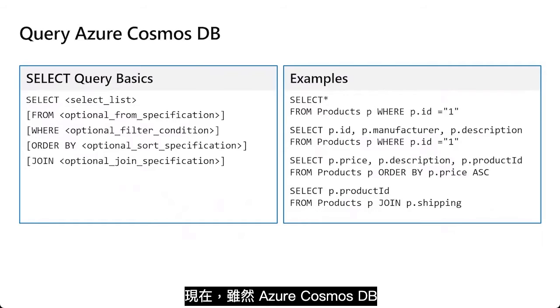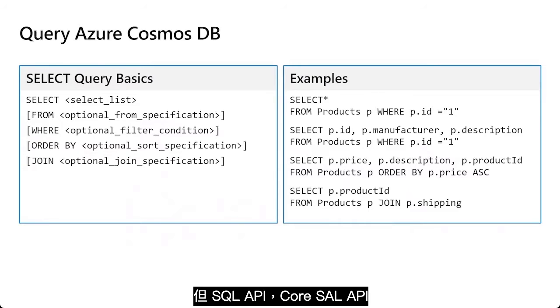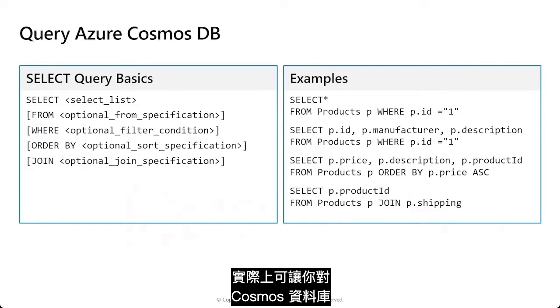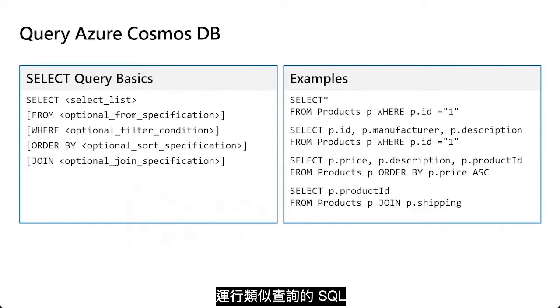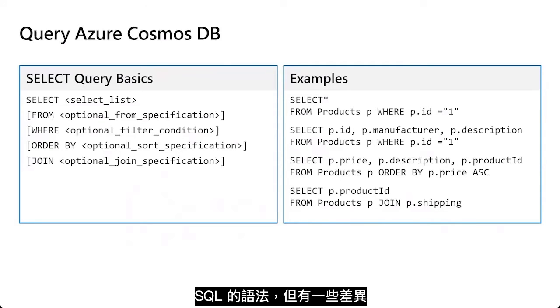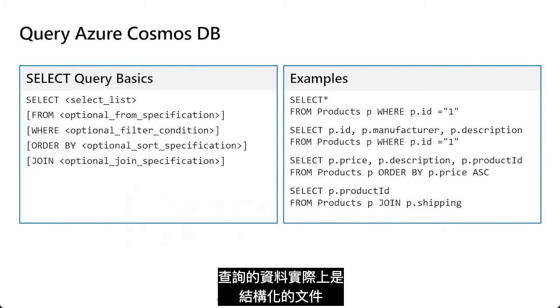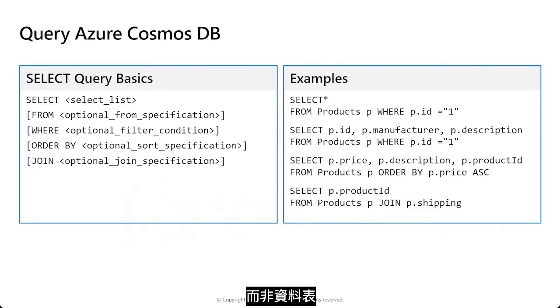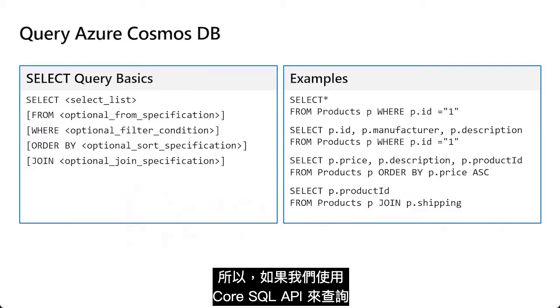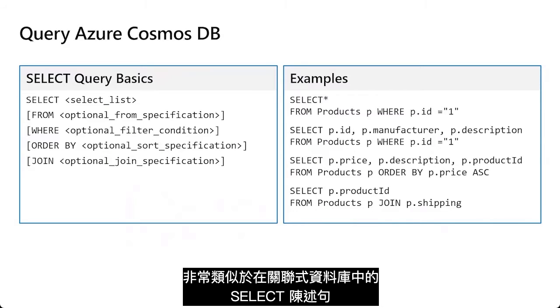Now, although Azure Cosmos DB is described as a NoSQL database management system, the core SQL API actually enables you to run SQL-like queries against your Cosmos database. So these queries, again, use very similar syntax to SQL, but there are some differences. This is because the data that we're trying to query against your Cosmos DB is actually structured as documents rather than tables. So if we were to use the core SQL API to query documents, the Cosmos DB SQL API supports a dialect of SQL for querying documents using select statements, much similar to the select statements in the relational database.